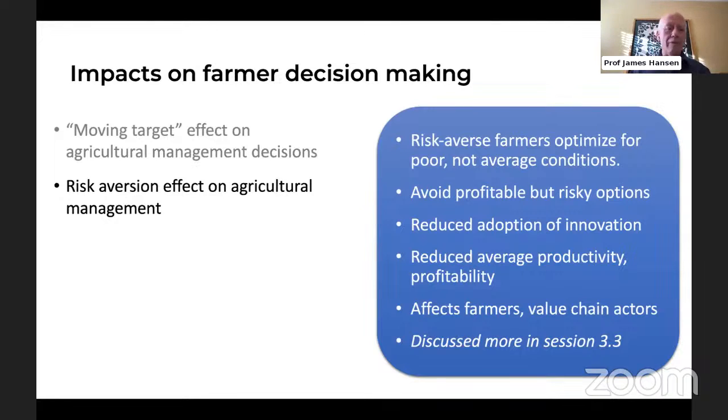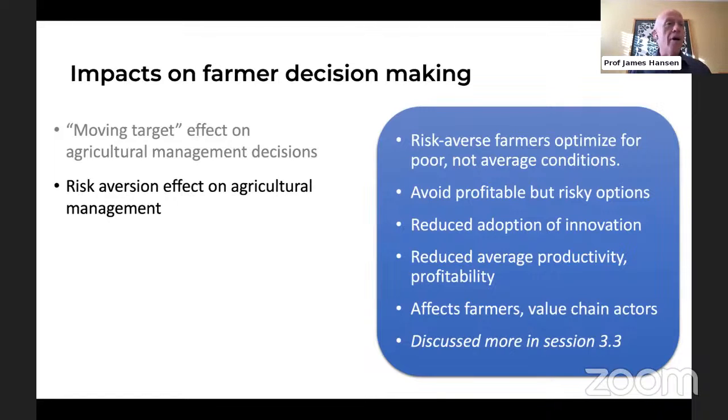Risk aversion and climate-related risk is one of the main explanations for why uptake of various agricultural innovations, improved agricultural technologies, is often low among smallholder farmers. However it plays out in terms of farm decisions, risk aversion will tend to reduce average productivity and average profitability, with the benefit of reducing risk, variability of income, or variability of productivity.